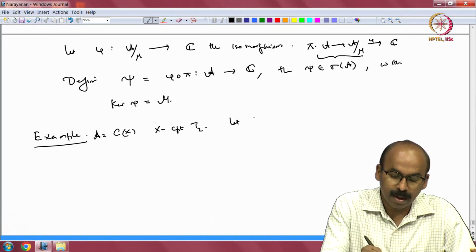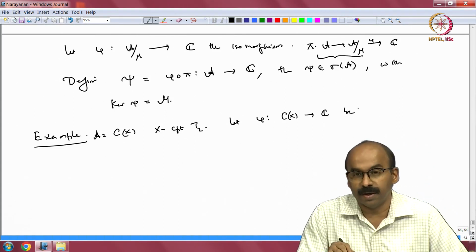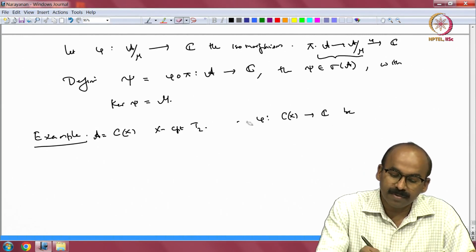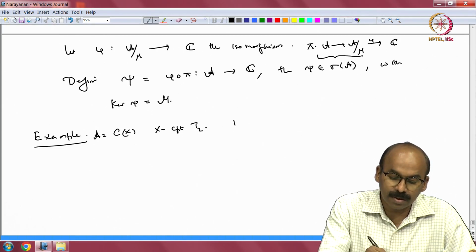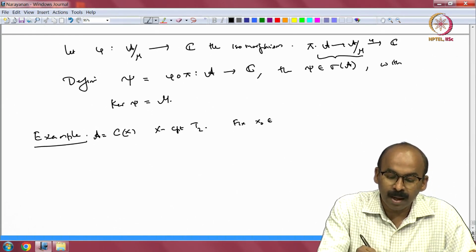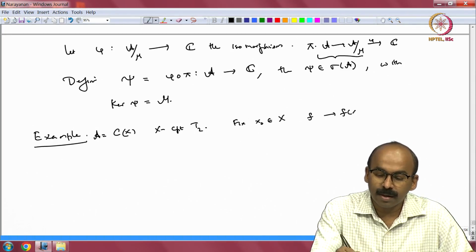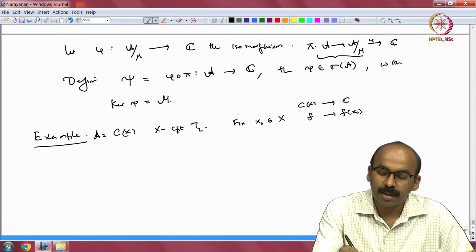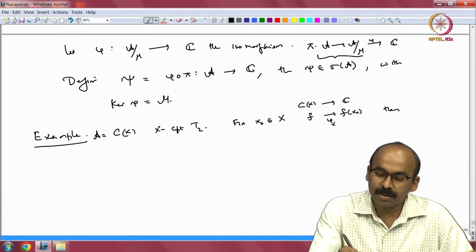Let phi from C(X) to C be a multiplicative linear functional. We have seen some examples of multiplicative linear functionals, so maybe I should repeat that. If I fix x naught in X and define f going to f of x naught, this is from C(X) to C, and this is multiplicative. So we call this phi sub x naught.